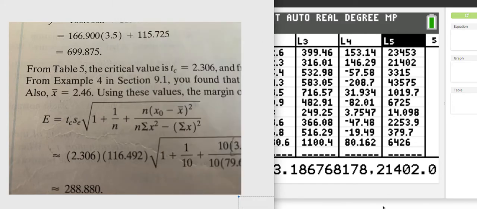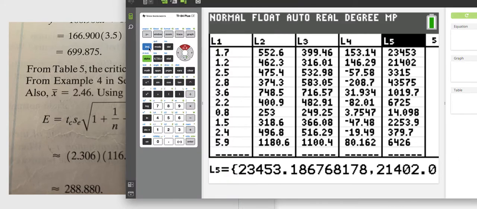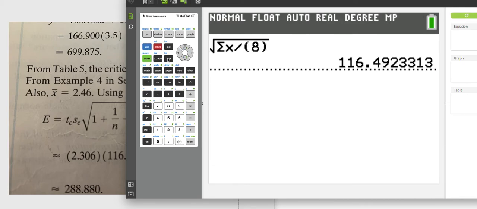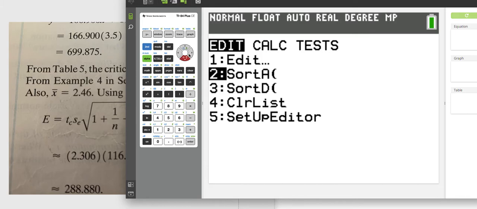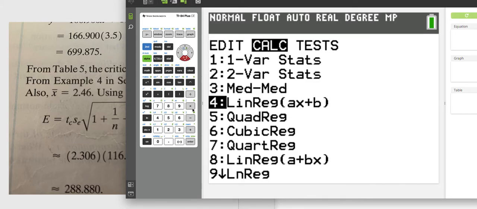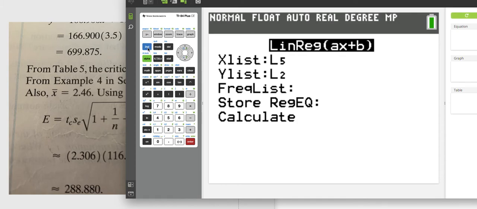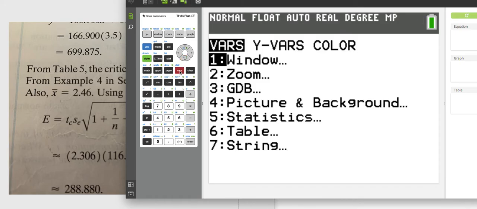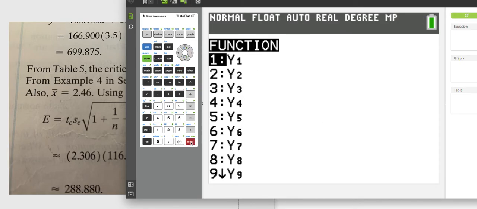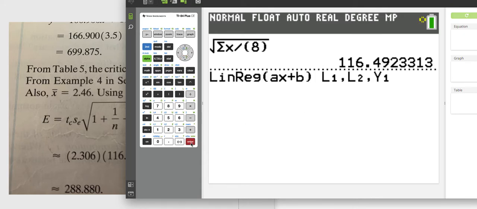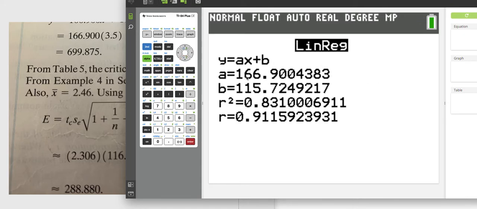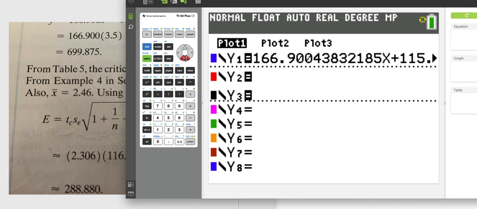Okay, so I'll just go through this problem real quick. We did a linear regression. Calculate, linear regression, hit enter. I want L1 and L2, and I want to store this as a function, y1. Calculate. Okay, so here is our m value, our slope, and here is our y-intercept. And I just stored that in y1. So I'm going to go to my window. I'm going to clear out all this other stuff I got in here.